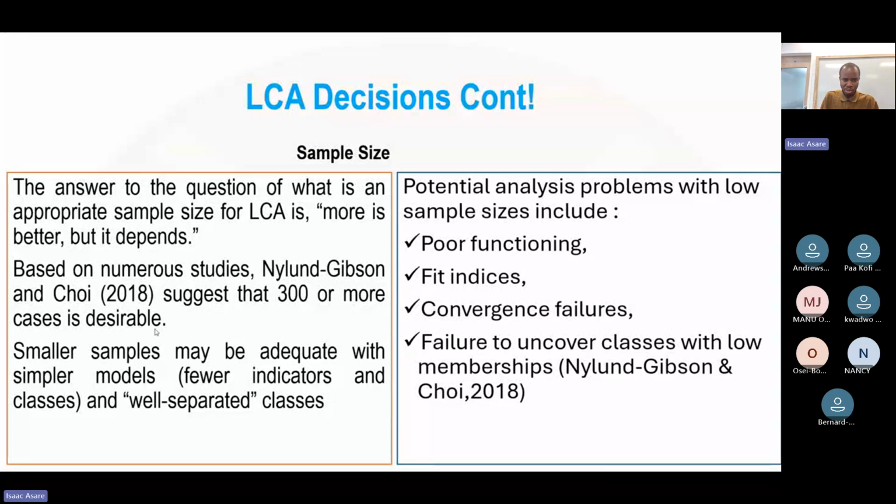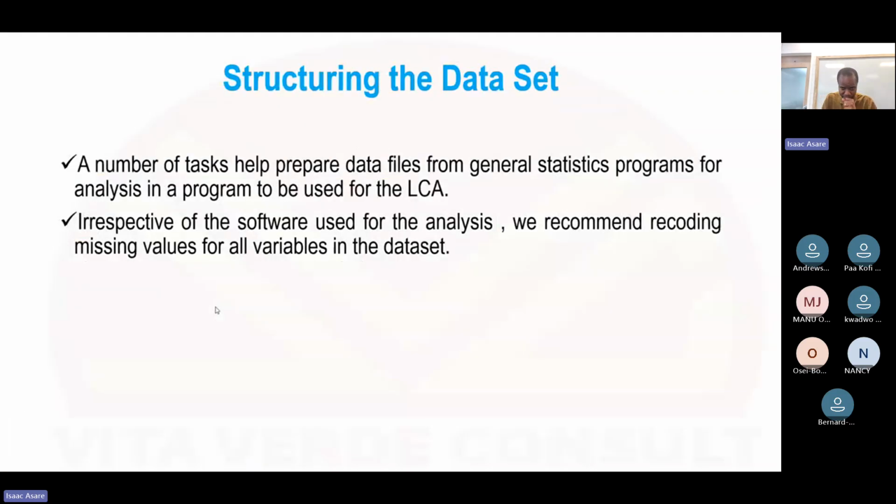Okay. So these are some of the things that you need to know when it comes to the sample size, and why it is very, very important. Okay, now we are looking at the structure of the data set. It says a number of tasks help prepare the data files from what?